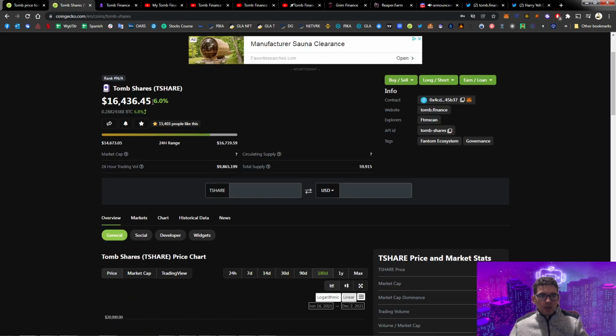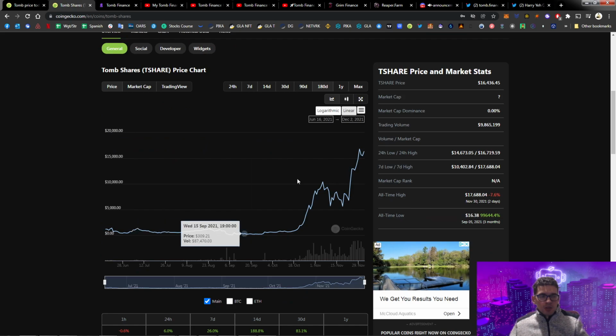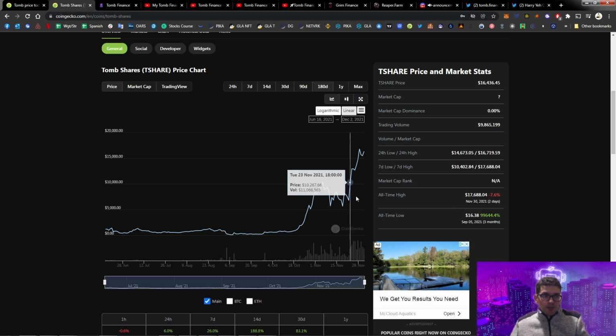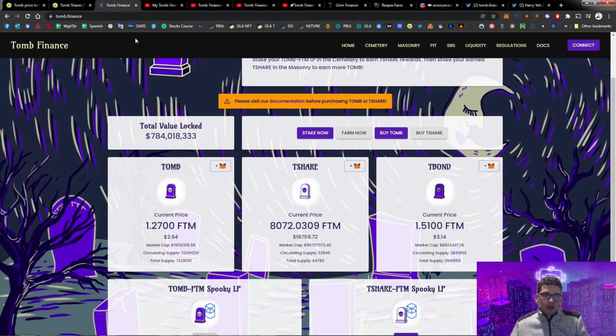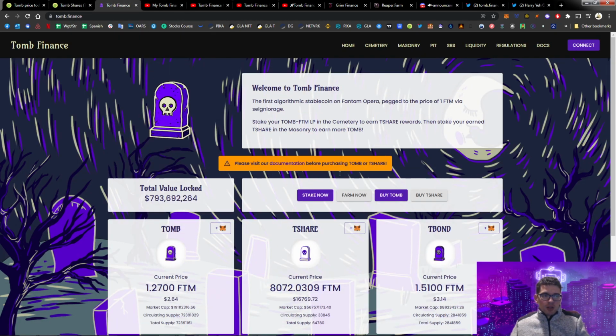Let's take a look at TSHARES. All right. So this is how it looks. And the price has been going way up, so is it a good time to get in now, later? I don't know. Not financial advice. Just keep in mind that this is pump, but maybe a lot of the developments that are coming down can be very interesting. So you can always come here to TOMB.FINANCE and do your thing.